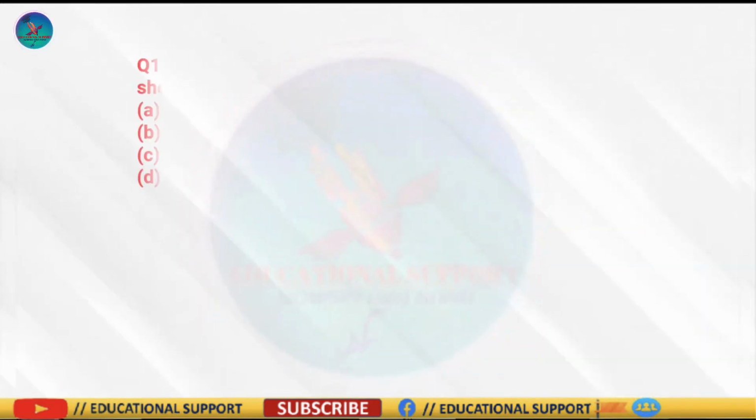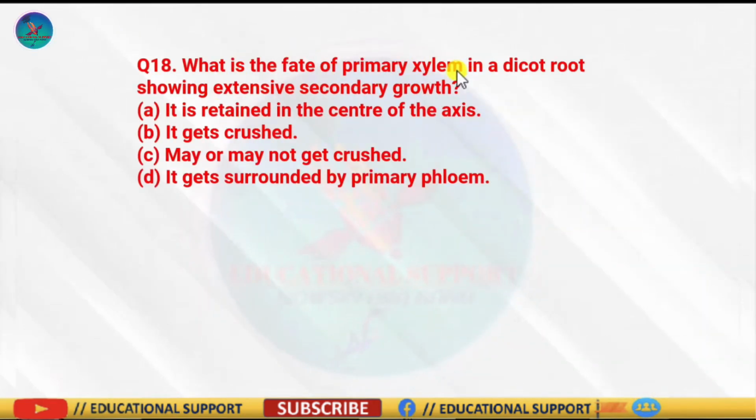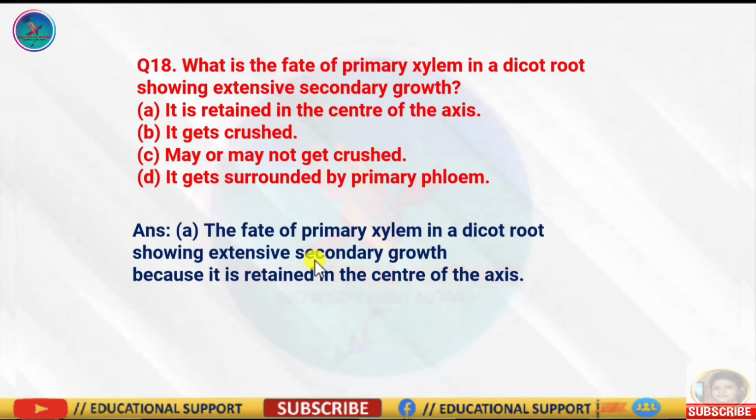Question number 18 is, what is the fate of primary xylem in a dicot root showing extensive secondary growth? It is retained in the center of the axis. It gets crushed, may or may not get crushed. It gets surrounded by primary phloem. So it is retained in the center of the axis. Primary xylem is present in the center of the root, and as secondary growth occurs in the root, the primary phloem is pushed outside, whereas primary xylem remains inside of the root.